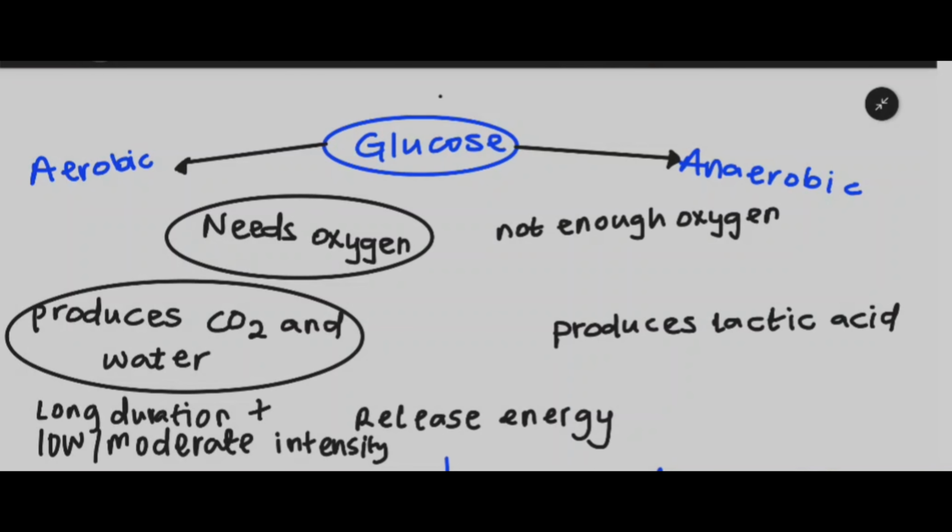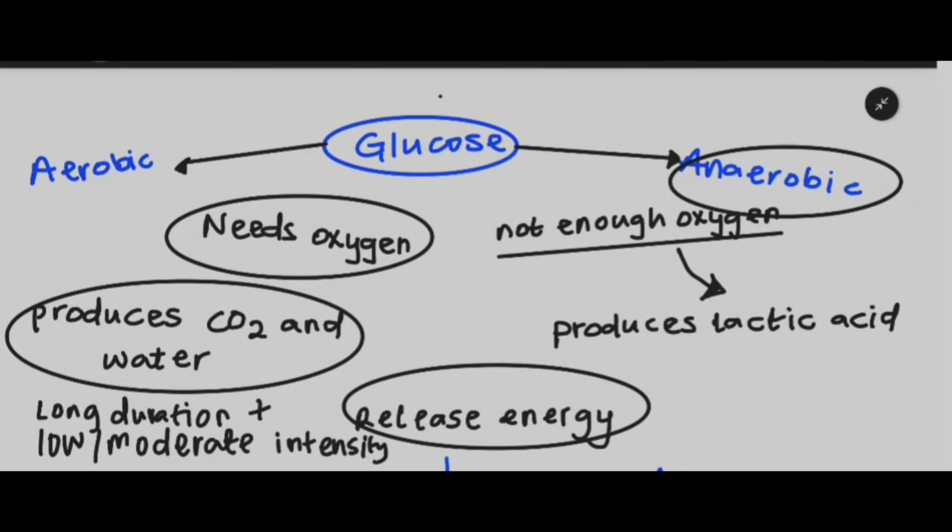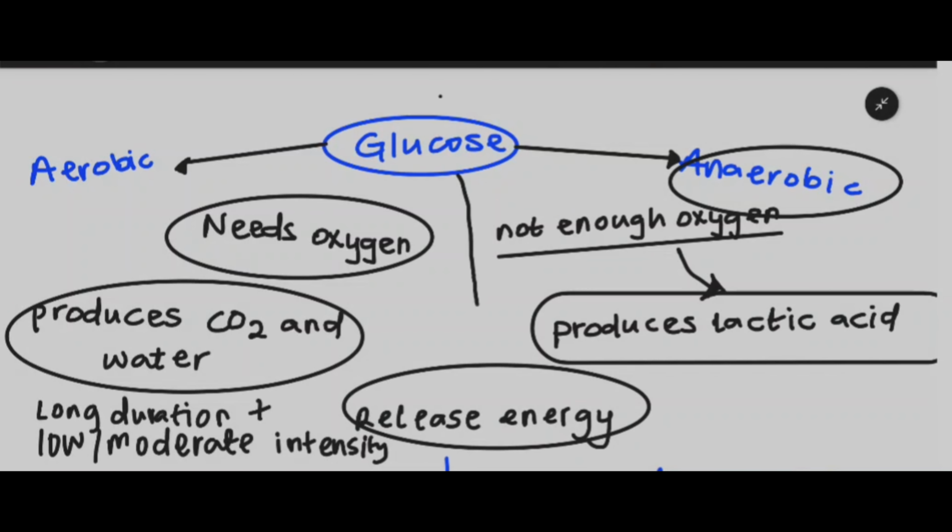And then we have anaerobic exercise. Anaerobic exercise starts with glucose as well, but there is not enough oxygen, which is what leads to the production of the byproduct lactic acid. And lactic acid builds up in the muscles, which is linked to fatigue and the burning feeling that you feel in your muscles. So again, that's just how you should be able to distinguish between anaerobic and aerobic.